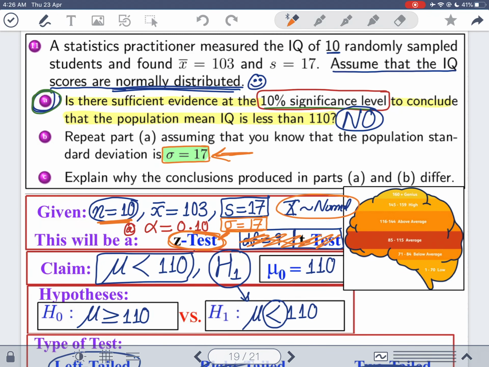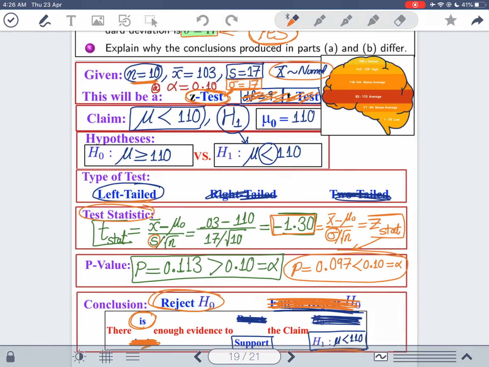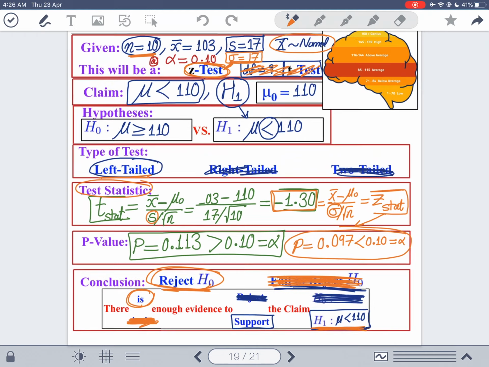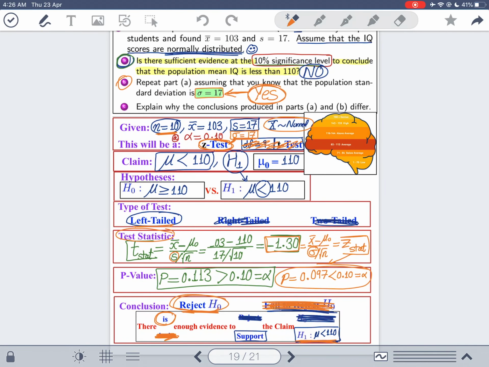So this is the repeat of part A, when they tell you here the answer either yes or no, in this case it's yes. Is there sufficient evidence at the 10% significance level to conclude that the population mean IQ is less than 110? Yes, in this case, because we found that we reject H0 and our claim is H1. So there is enough evidence to support this claim.